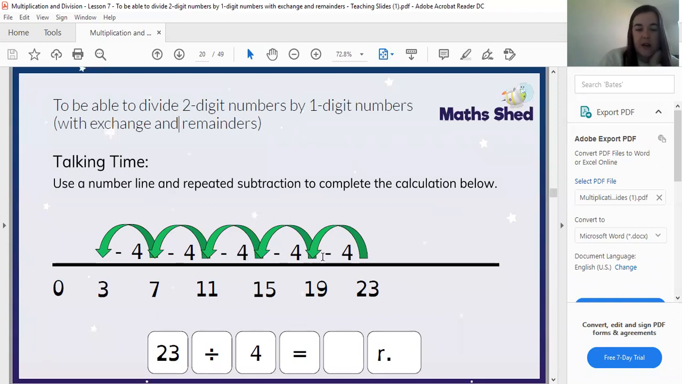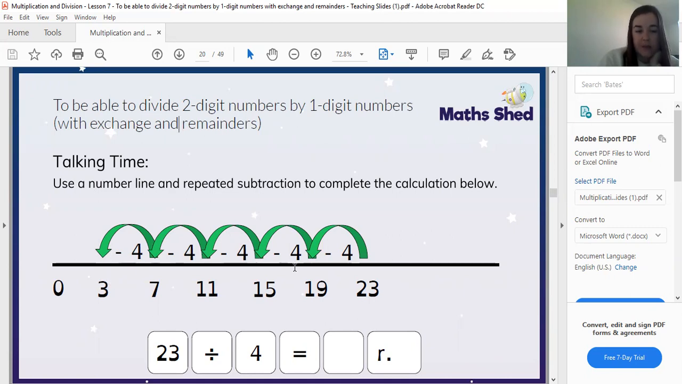So 23 take away 4 is 19. 19 take away 4 is 15. 15 take away 4 is 11. 11 take away 4 is 7. 7 take away 4 is 3. Now, if we took another 4 away, we'd be below 0, which we don't want to happen. We can't do 3 take away 4. So we're going to stop.